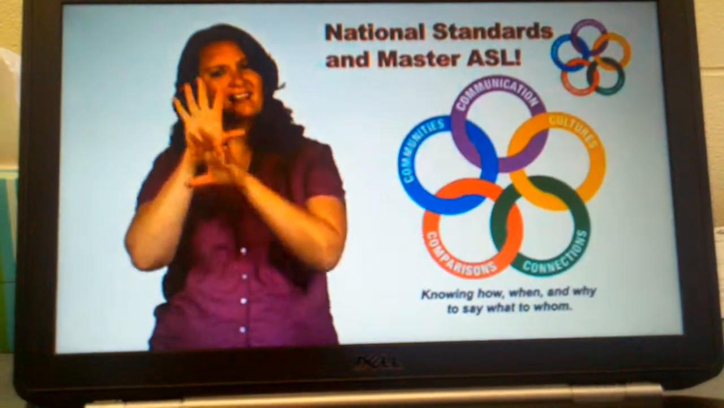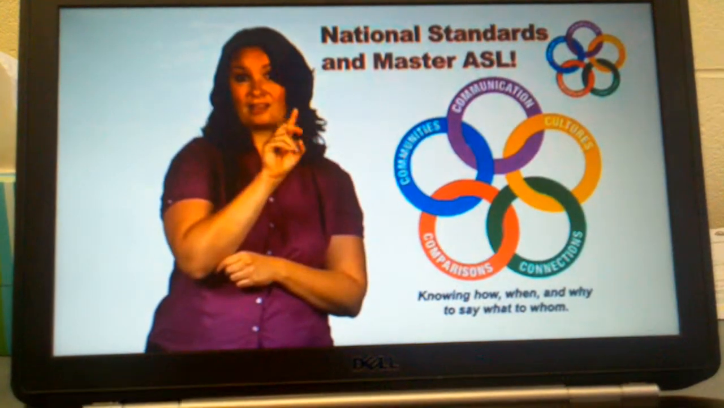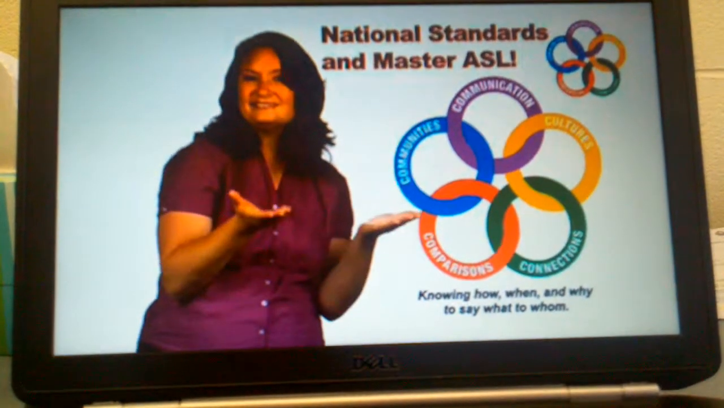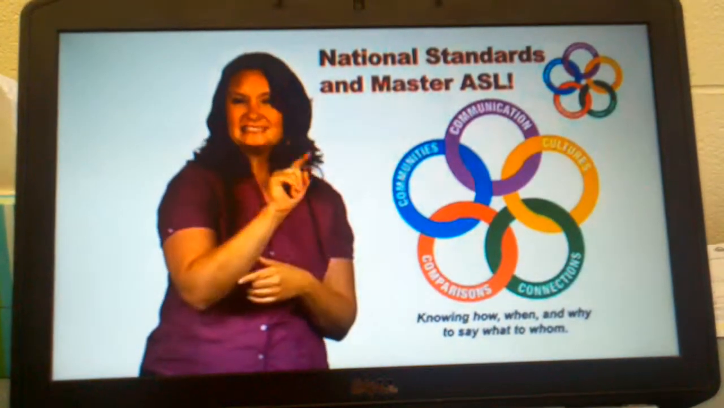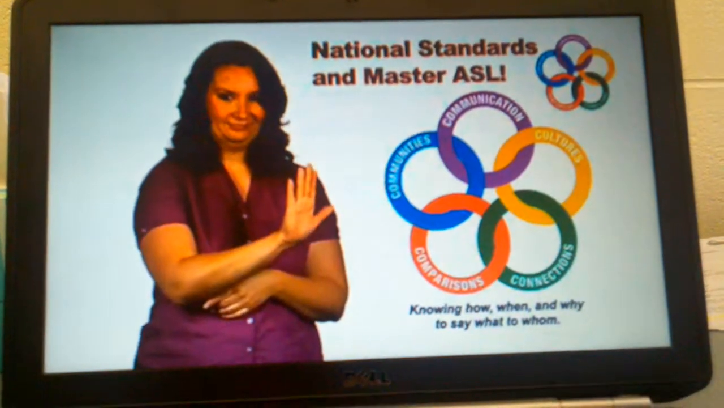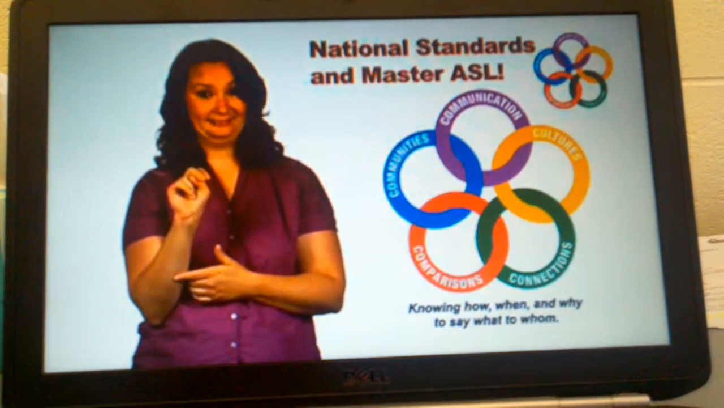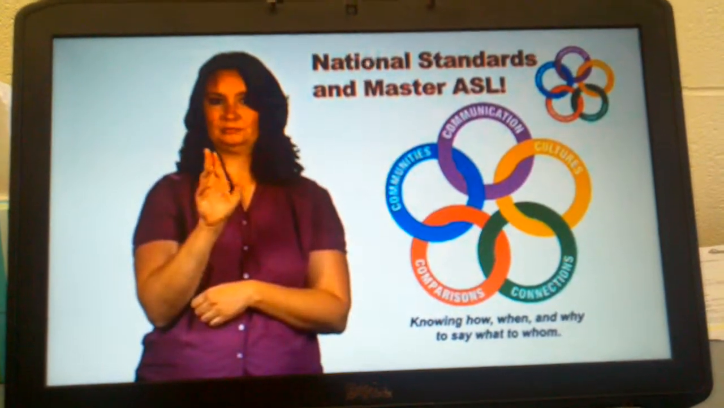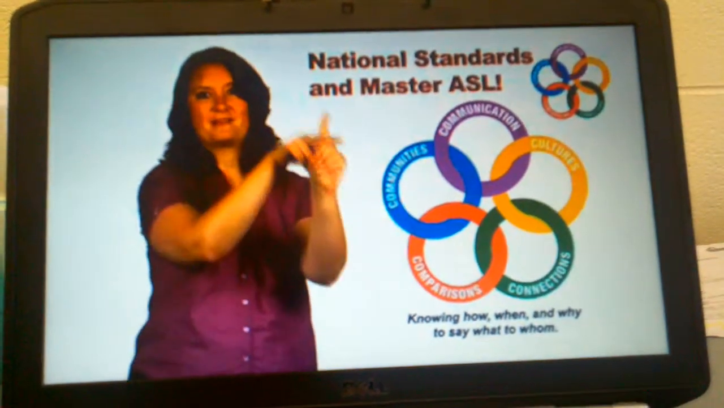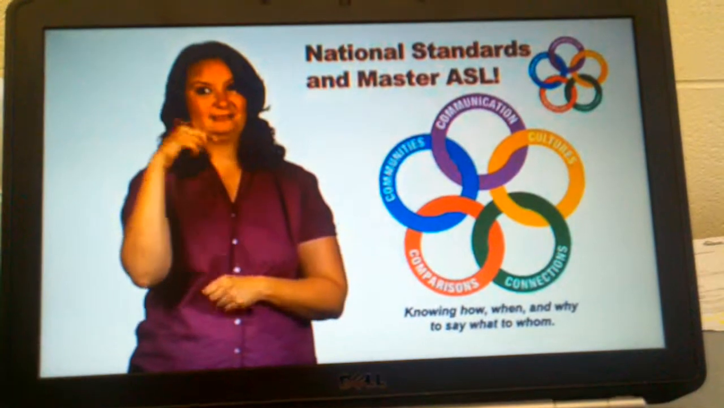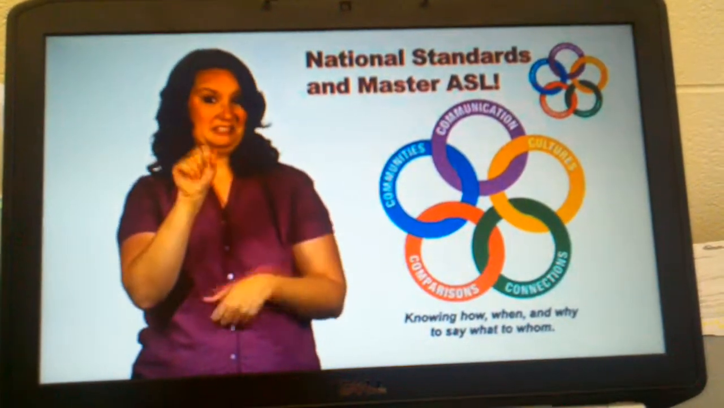The second C is culture. The deaf culture, you have 5 habits. What are they? We use these in our language. That's how we learn, and that's how we apply. We use those connections in our language.